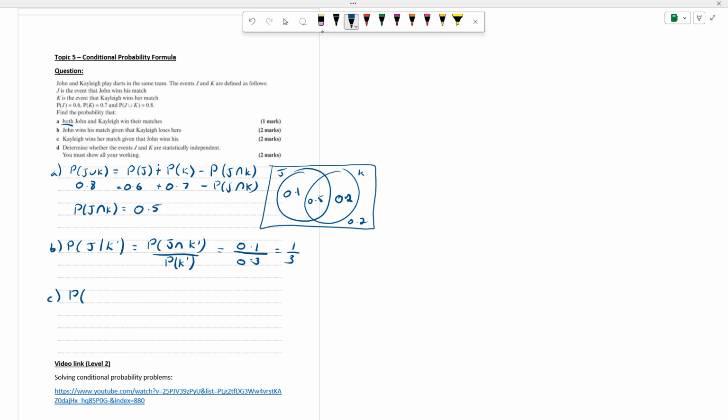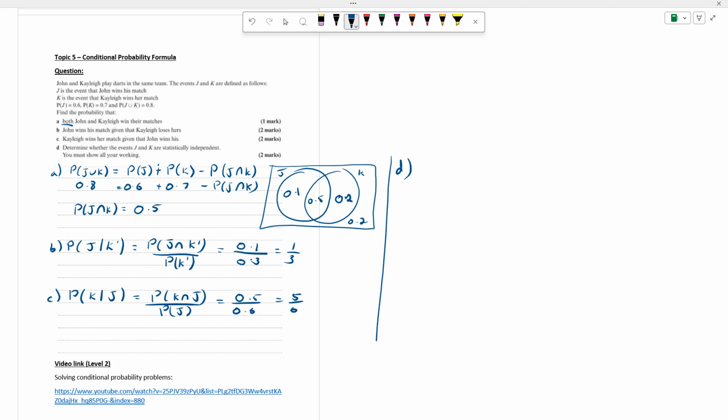Right, very similar for the next one. That Kaylee wins given that John wins. Same thing again. I want the probability of K and J all over the probability of J. So again, if I pick my numbers off, J and K is 0.5, which I found on the previous one. 0.6 goes on the bottom, so I've got 5/6. Then I've got my final question to do here. This is why it's really, really useful to do a Venn diagram, because you just pick your numbers off that you need as you need them.